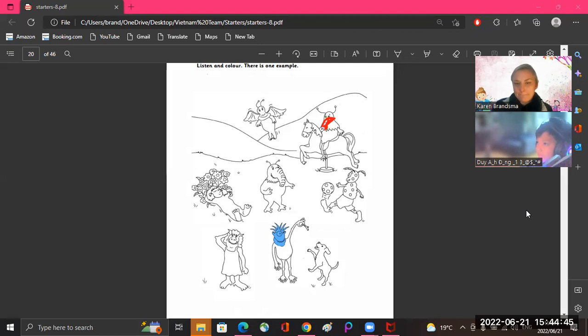2, Look at that monster. She's wearing a dress. Oh, yes. I like her dress. Can I color her head yellow? Yellow is a good color for her head.